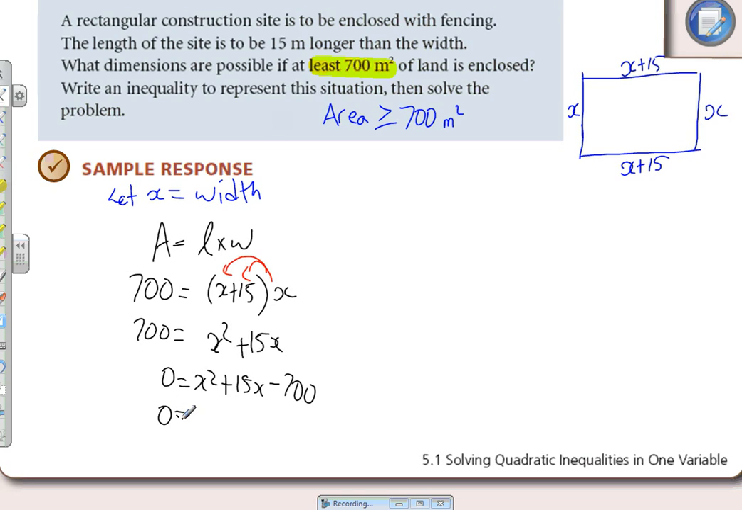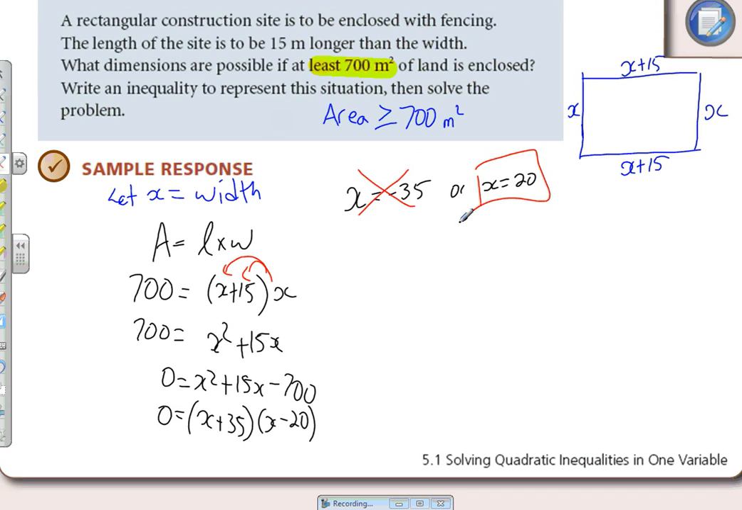Okay, so then 0 is equal to x plus 35 and x minus 20. So that's telling us that the x is either equal to negative 35 or x is equal to positive 20. Well, negative 35 doesn't make any sense because we said that the x is the width. We can't have a negative width, so we know now the width is 20.